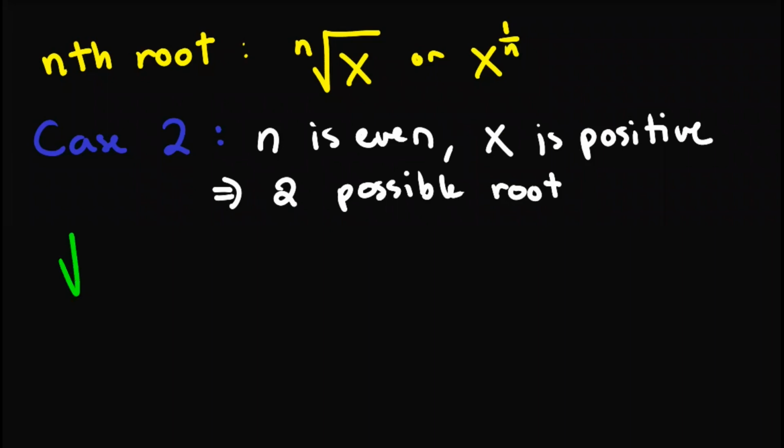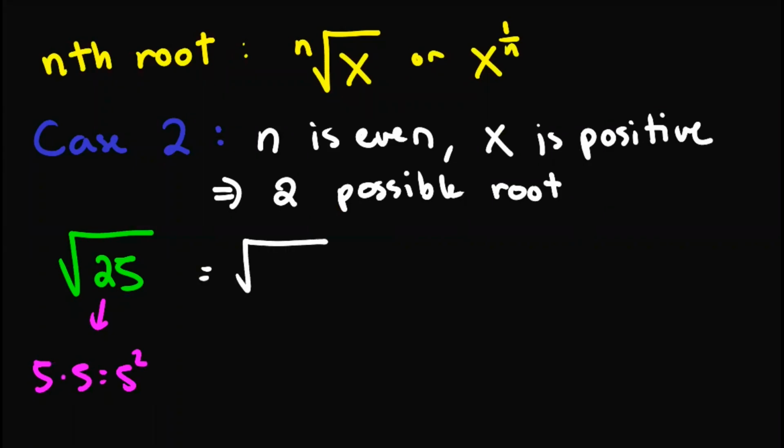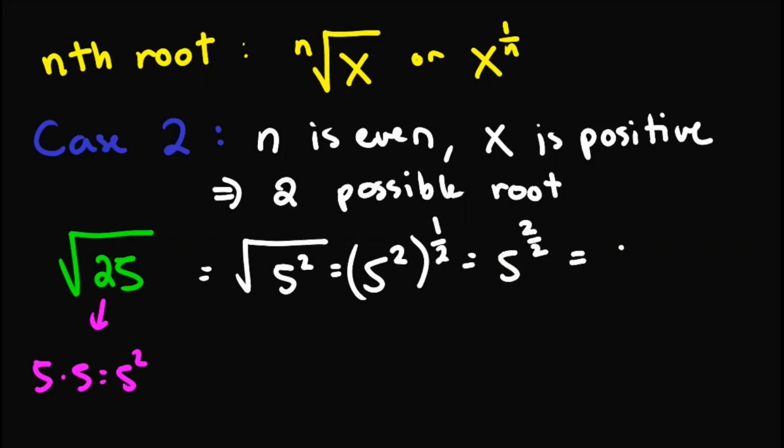Let's have the square root of 25. Note that 25 can be written as 5 times 5, or 5 squared. So we can write this as the square root of 5 squared, or 5 squared raised to 1/2, or 5 raised to 2 over 2, or 5.